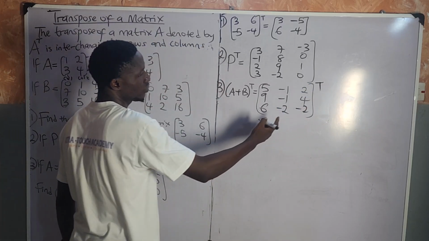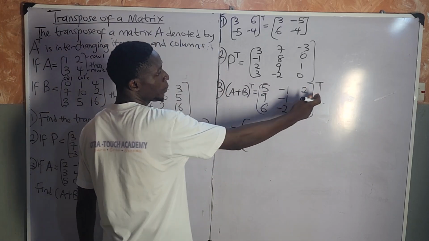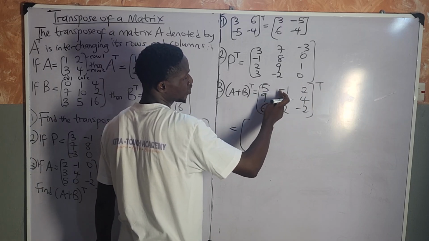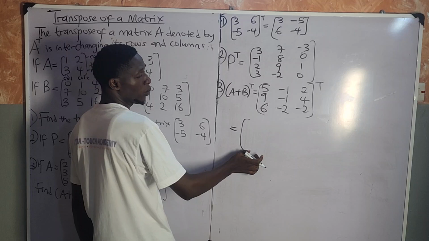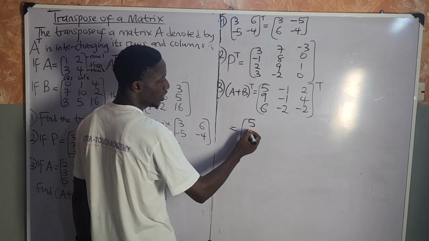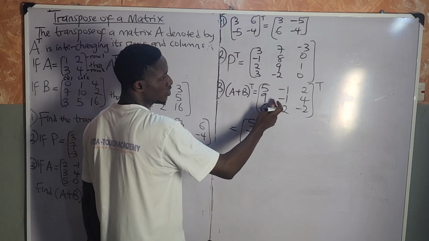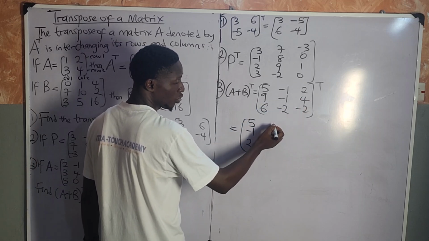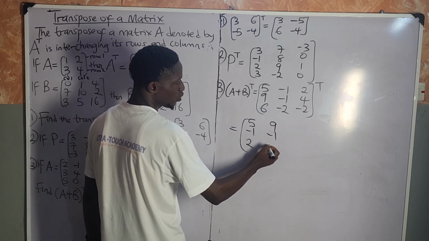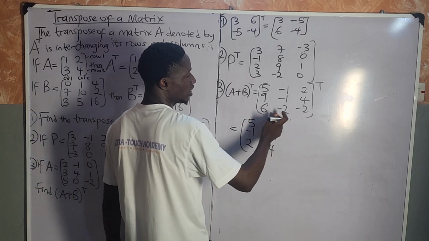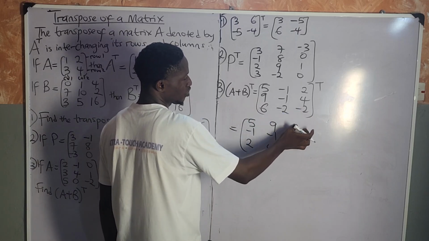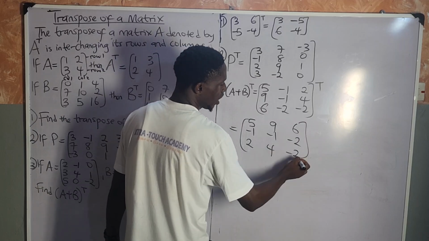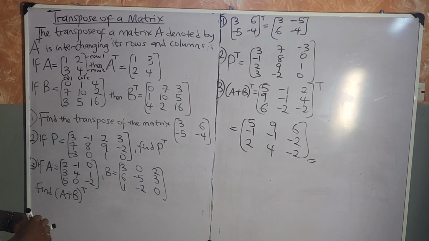Let's get the transpose. What is occupying row 1? The elements there are 5, minus 1, 2. So it's going to come to column 1 and occupy it. So we have 5, minus 1, 2. What is in row 2 is 9, minus 1, 4. So it's going to come here in column 2: 9, minus 1, 4. What is in row 3 is 6, minus 2, minus 2. So it's going to come here: 6, minus 2, minus 2. And this should be the final answer.